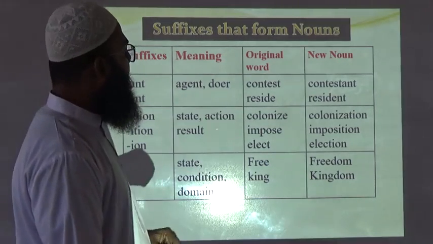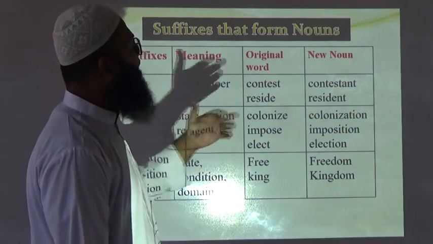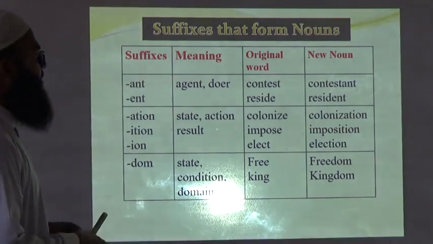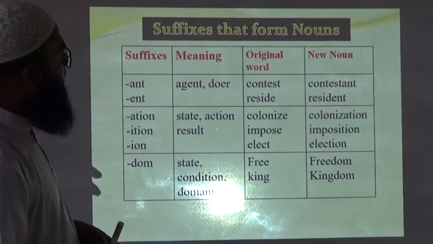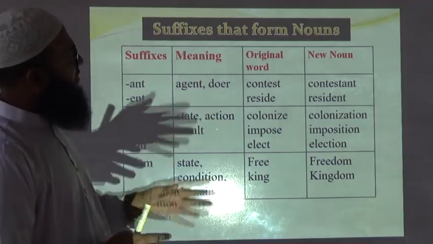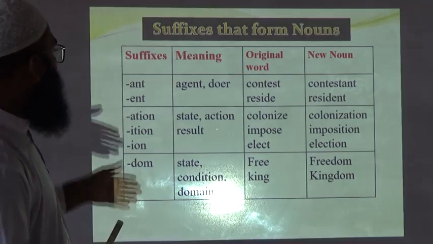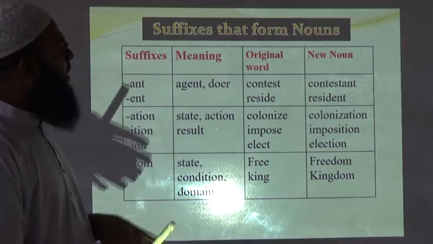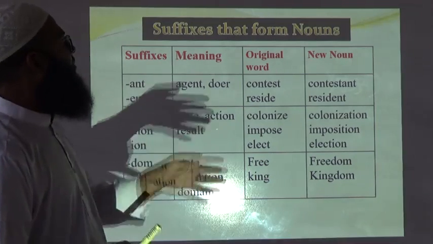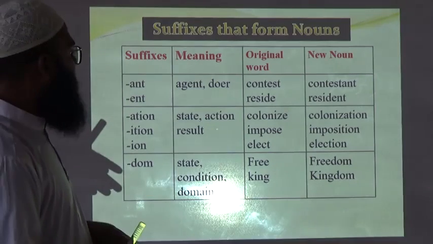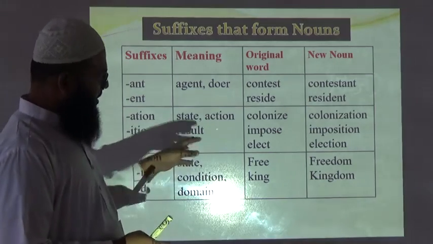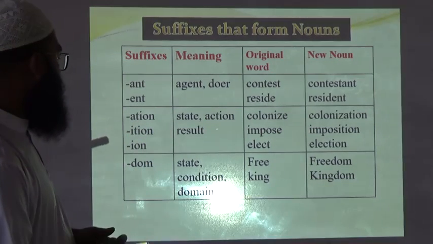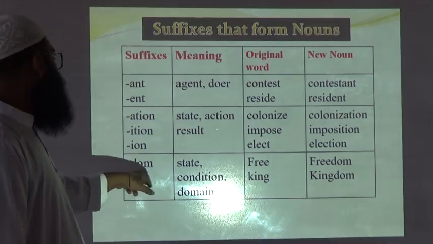Like that, colonize, colonization. Colonize just means taking control. Colonization means imperialism. Impose means to enforce. Imposition, enforcement. Elect to election. Elect means selecting. From electing to election, the noun form.